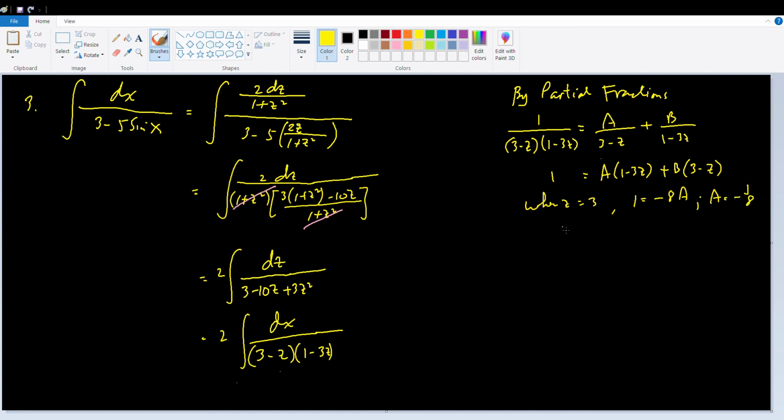Next, if z is 1/3, 1 minus 3z will become 0. So 1 equals 3 minus 1/3, which is 8/3. So that is 8/3 B. So the value of B will be positive 3/8. Alright?